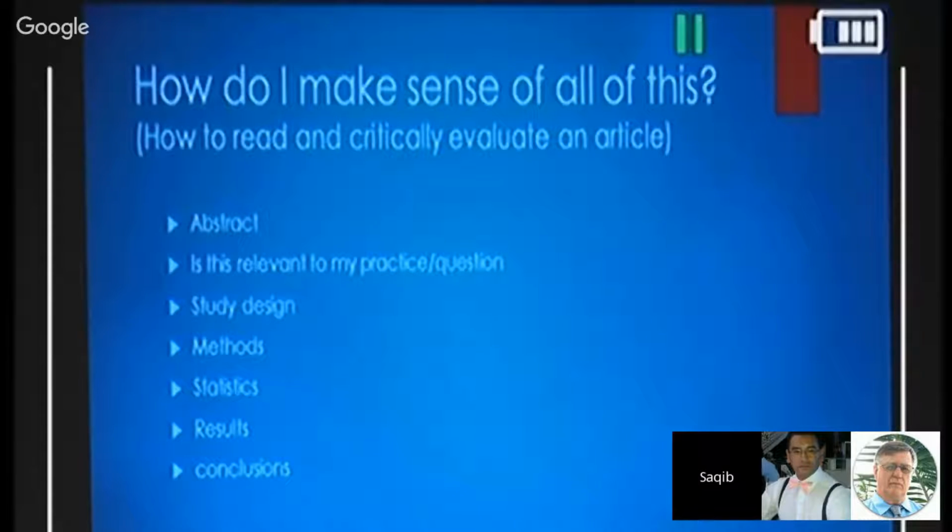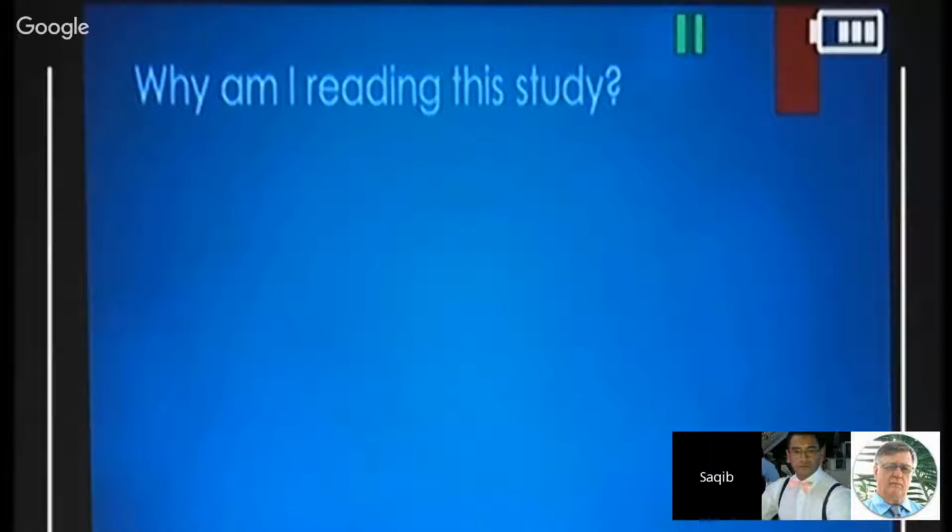And the more useful stuff: how do you read a journal article? When I think about it, I always read the abstract first, and I use the abstract to decide, is this relevant to my practice? Then the methods, the statistics, results, and conclusions, starting with the abstract, because you read through that very quickly. I start out first when I'm doing a literature search by asking, why am I reading the study? Am I researching for an assignment? So you've been given an assignment in class, researching.